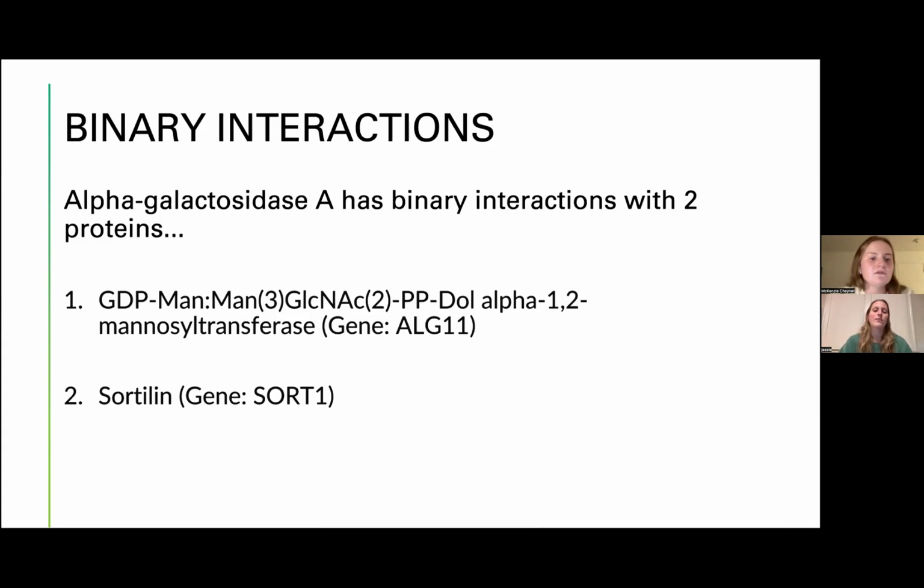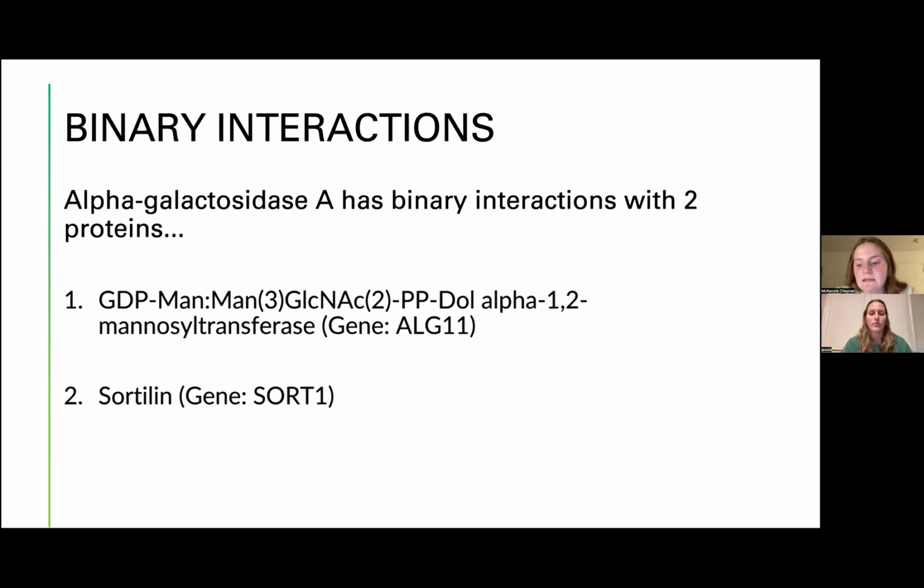Next, we're going to get into the binary interactions of alpha galactosidase A. Binary interactions are essentially direct physical interactions between proteins via van der Waals forces or hydrophobic interactions, and they help to form a signal transduction pathway. So the first protein we have listed here, GDP-MAN, obviously mannose. I'm not going to attempt to say the rest of the protein's name. And we have its gene in the parentheses here. It's involved in the assembly of dolichol-linked oligosaccharides.